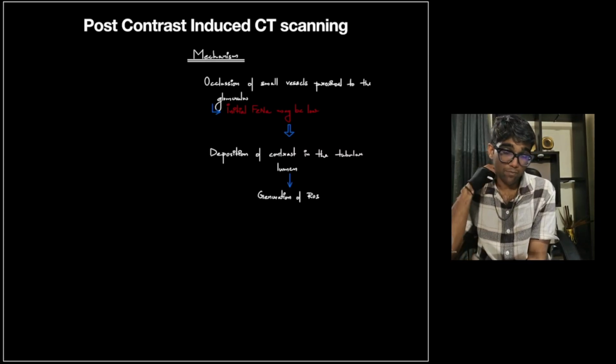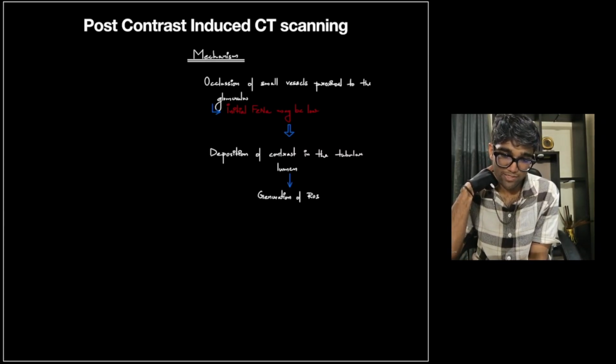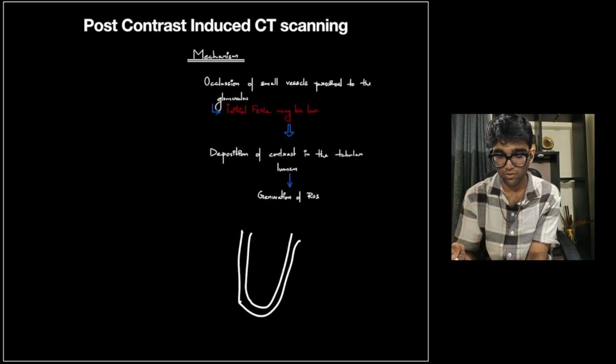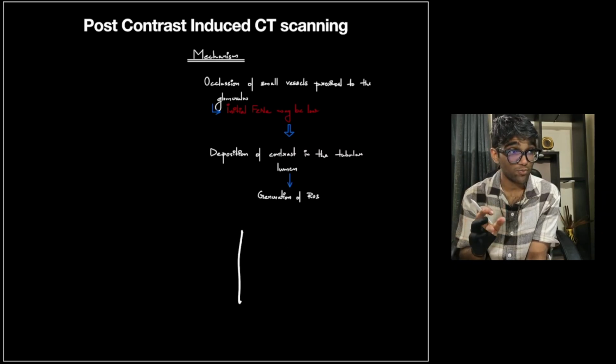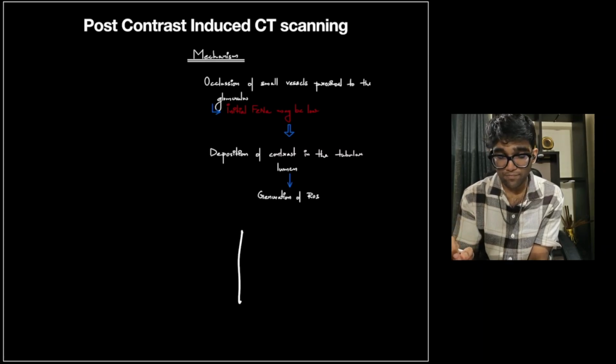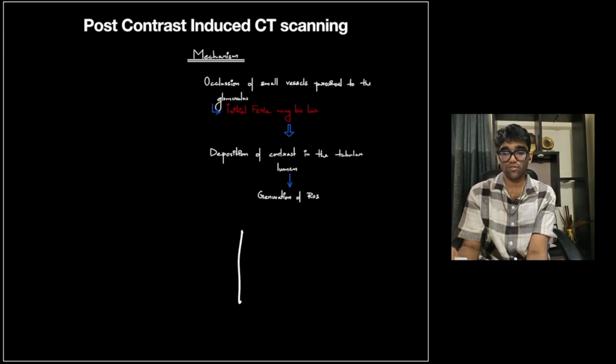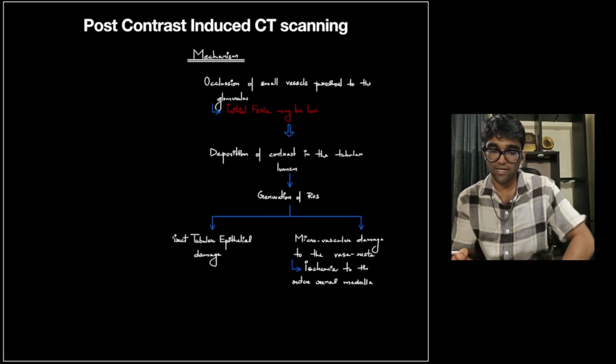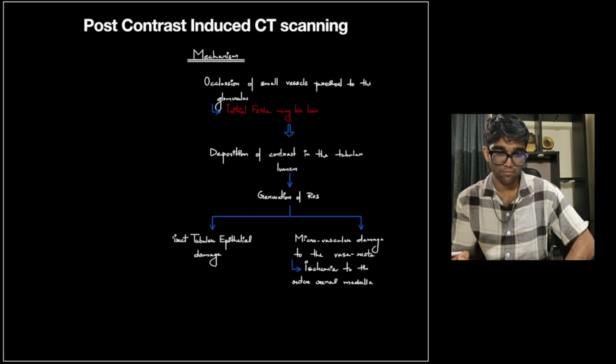Okay, and then deposition of contrast in the tubular lumen, specifically in the thin descending and thin ascending limbs, the loops of Henle. Secondarily, there is generation of reactive oxygen species that damages the tubular epithelial cells and the microvasculature around it in the vasa recta, causing ischemia of the outer renal medulla.